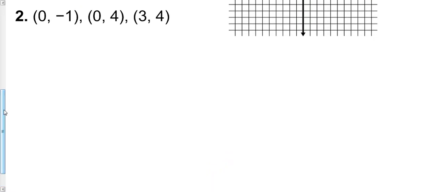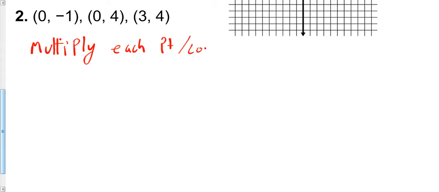So what I want you to do is draw yourself a new coordinate grid and try to do this figure right here. First plot this, then multiply each point and coordinate by 3. You might need a coordinate plane, so draw that nicely and then try to multiply each coordinate by 3. That's what's happening there. Pause the video, give that a shot.